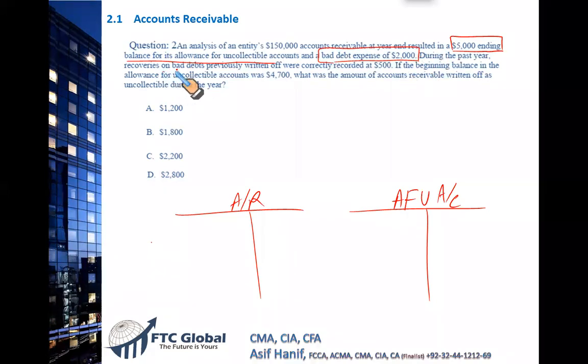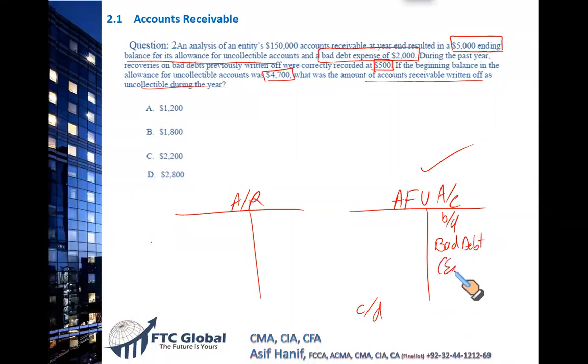During the past year, recoveries of bad debts previously written off were correctly recorded as 500. If the beginning balance in the allowance for uncollectible accounts is 4,700, what was the amount of account receivable written off? Clearly, he's talking about allowance. We need to have the opening balance and closing balance. Remember the bad debt expense, which is the estimated bad debt. Then the bad debt recovered. With the format I've just given you, just plug in the numbers, and the bad debt actual. Absolutely, bad debt actual. You need to differentiate between these.